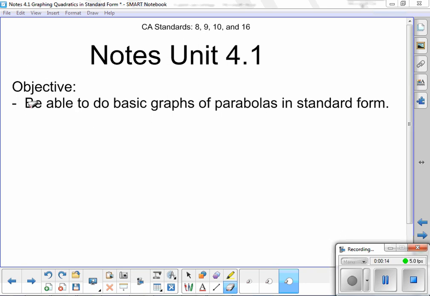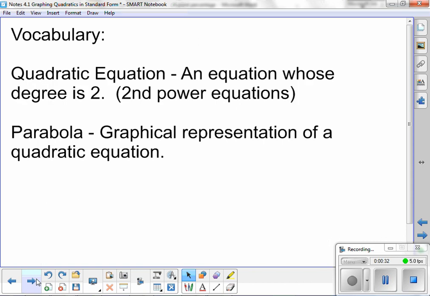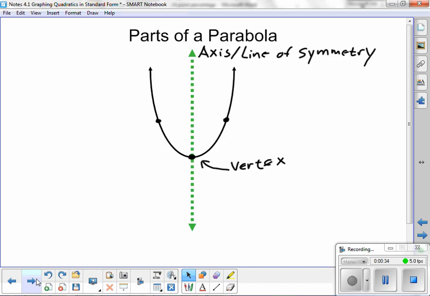So, oh well. The objective is going to be able to graph parabolas in standard form. In class, we went over that there are actually 3 forms that we're going to be going over in class. So we're starting off with what's called standard form. So let's go ahead and get to that since we took a lot of these notes in class.